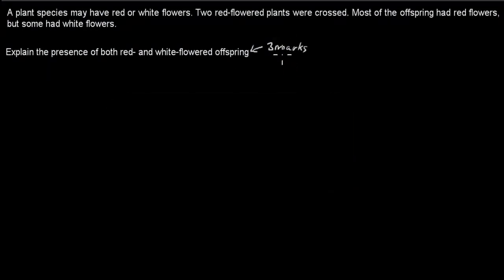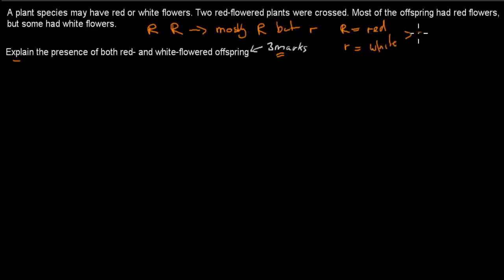Welcome back. As for this question, you should realize it's worth 3 marks, and it's asking you to explain. So what we have to say is that 2 red flowers, with a phenotype of red, were crossed, and that produced mostly red, but some white. You should first of all say that capital R would stand for red, and small r would stand for white. And the reason why is because this is a dominant recessive relationship.